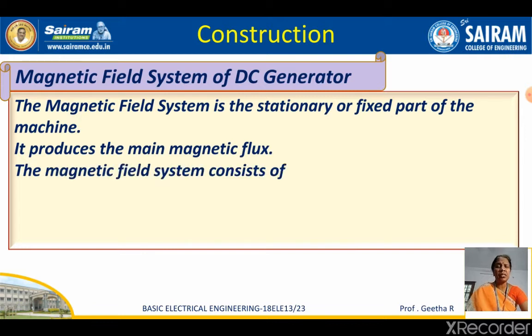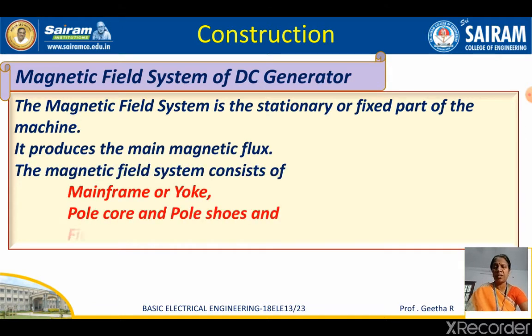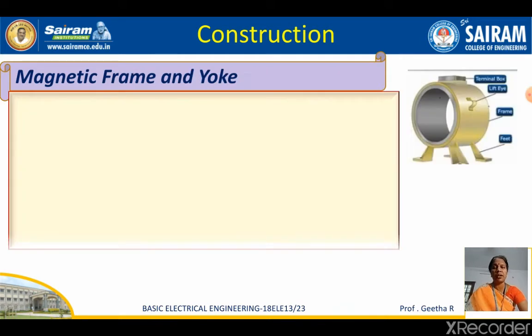The magnetic field system is the stationary or fixed part of the machine. Just now you have seen in the diagram the outer periphery, where a fixed stationary magnetic system is available. It produces the main magnetic flux. The magnetic field system consists of the main frame or yoke, pole core and pole shoes, and field or exciting coils. To the yoke, you can see the pole core and pole shoe together as one, fixed to the yoke, and surrounding the pole you can see the field or exciting coil.